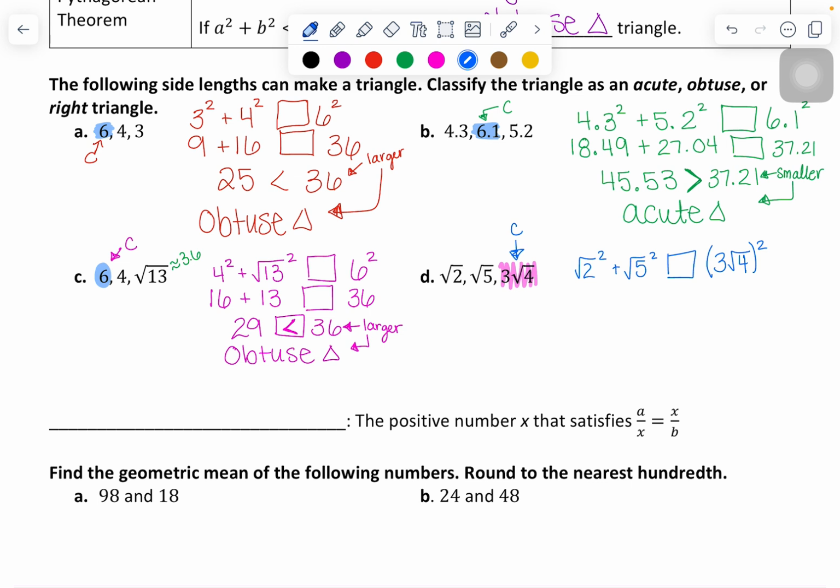Square root of 2 squared is an easy one. Squares and square roots cancel, provided there's not another number in front that's messing with it. Squares and square roots still cancel. That's 5. Then 3 square roots of 4 squared.